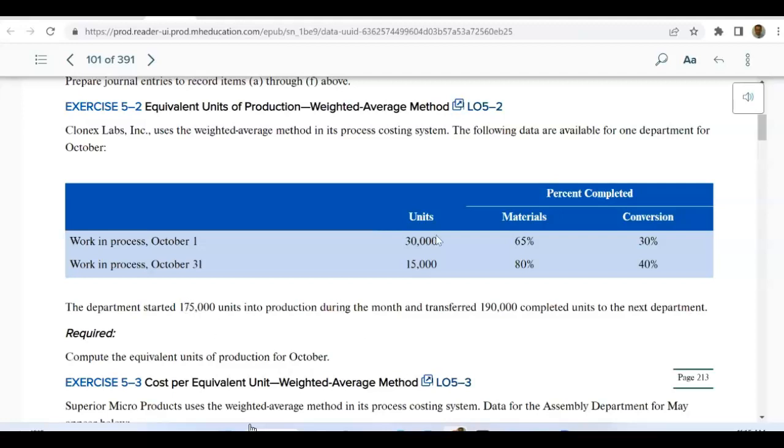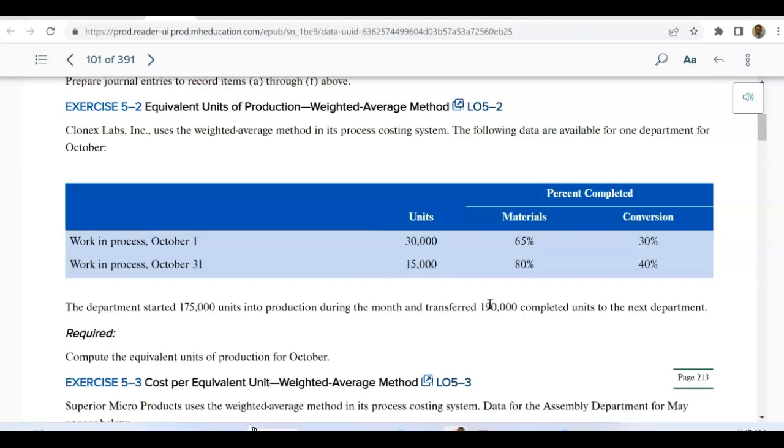So what it means technically is the 30,000 units that you have at the beginning, that is completed and transferred. And 190 minus 30, that's 160. So 160 of this started is also transferred, right? So 190 completed minus 30 means 160 also completed. 175 started minus 160, that means 15,000 units still is left, and right there, as you see, it's 15,000.